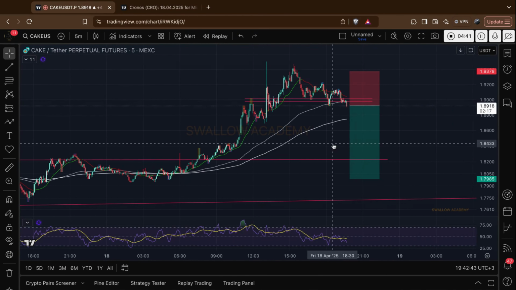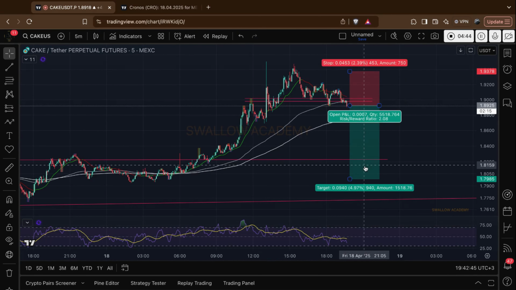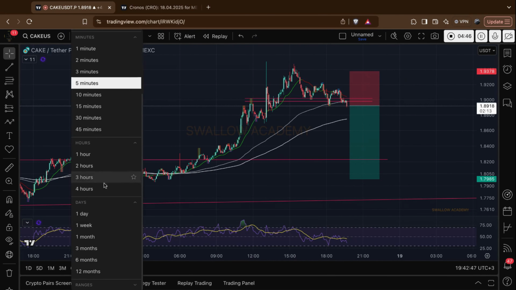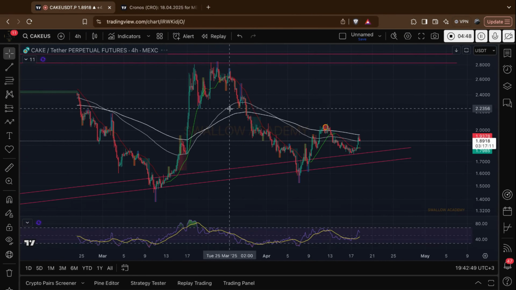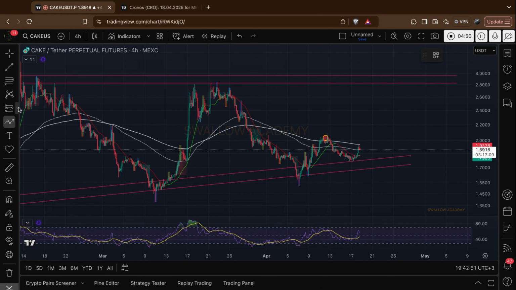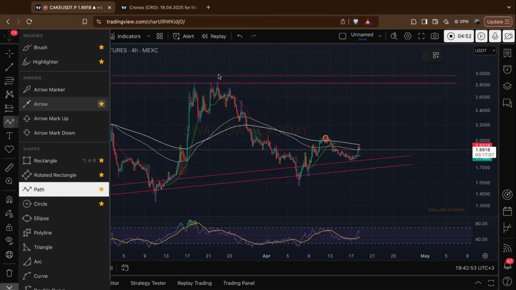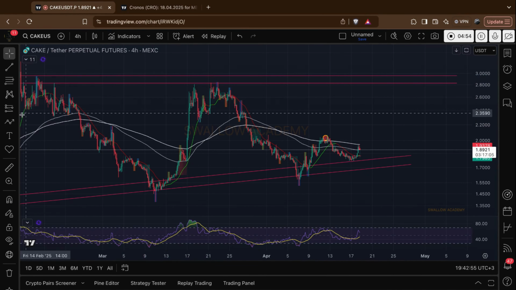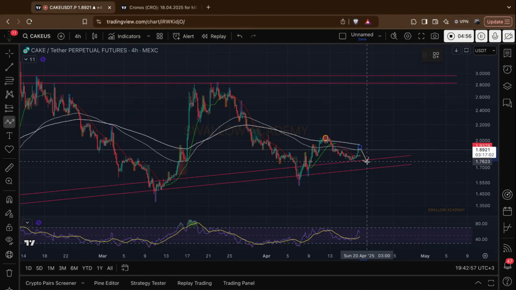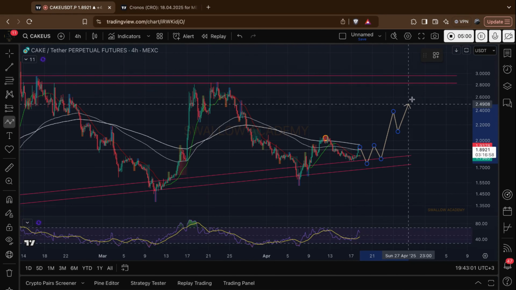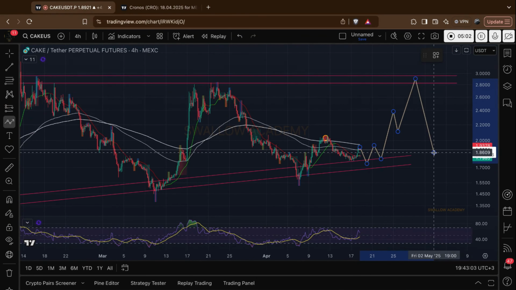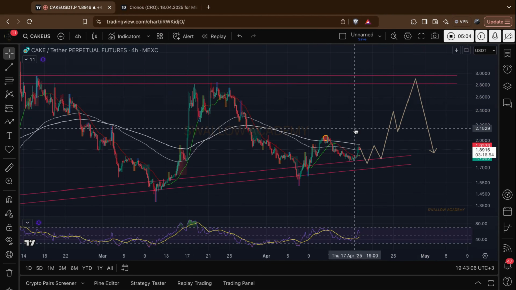On the smaller time frames, we see that there is a great chance of seeing a downward movement to lower zones. And going on the 4 hour time frame, even if you go to lower zones here, as mentioned, then eventually we have to see at least some sort of movement to the upper zones. So something like this. So that's it for the PancakeSwap coin.